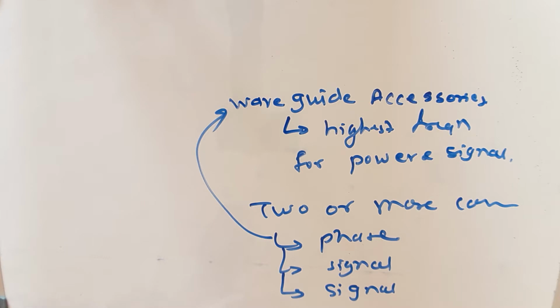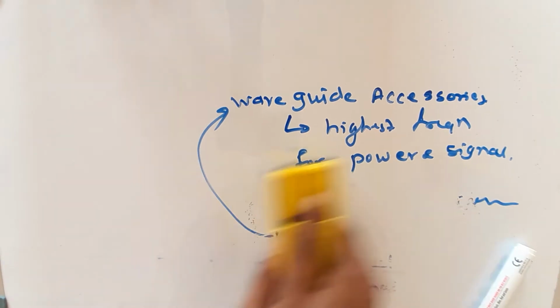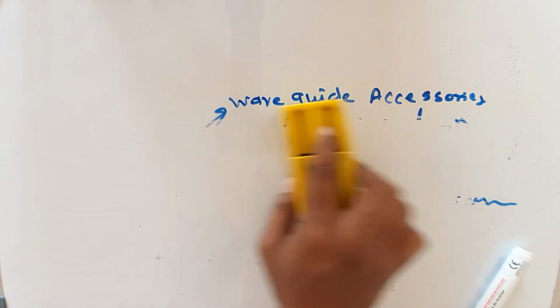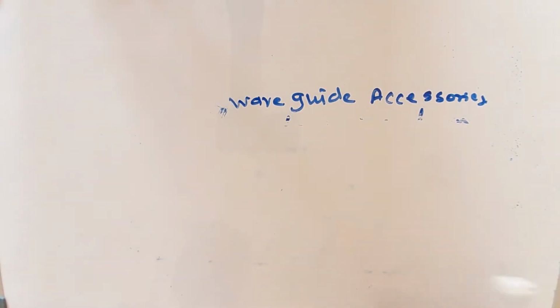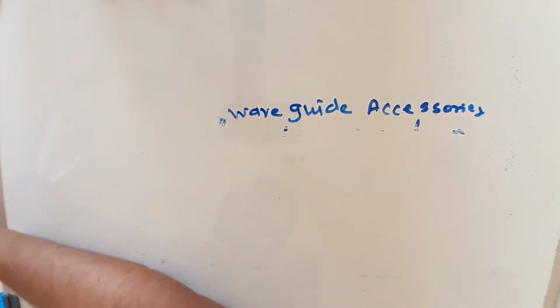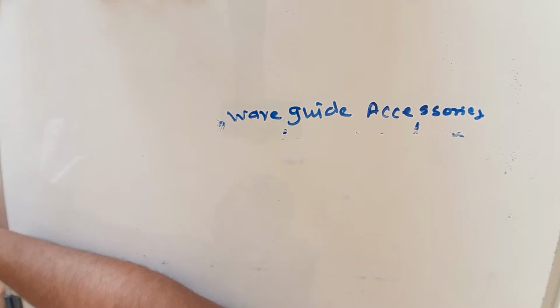Basically, in mobiles we already know what accessories are: a charger, headphones, and n number of accessories for mobiles. Similarly, in waveguide accessories we have n number of components that we have to study today. Basically, a waveguide is used at a higher frequency to transmit power and signal. The important auxiliary components are used with the waveguide for different applications.